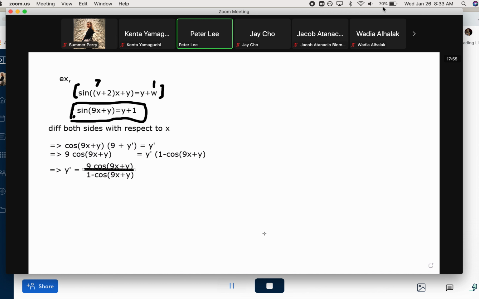So this is now y prime, which is dy/dx. Some of you may have the terms in the bottom switched, writing cosine of 9x plus y minus 1 instead of 1 minus cosine of 9x plus y. If you do that, then there should be a minus on top. So whether you write it this way or the other way, with a minus on top, the sign is different.